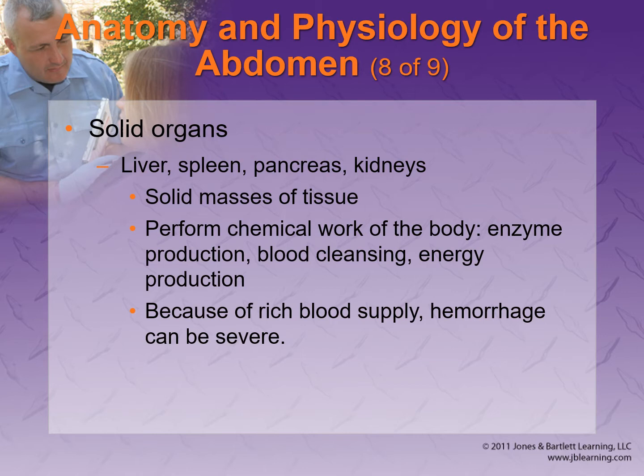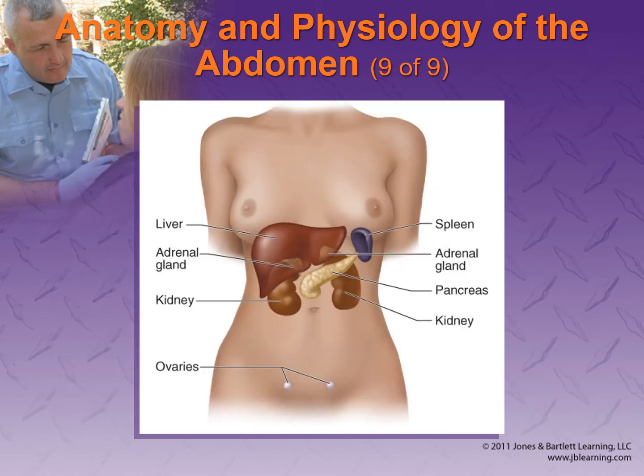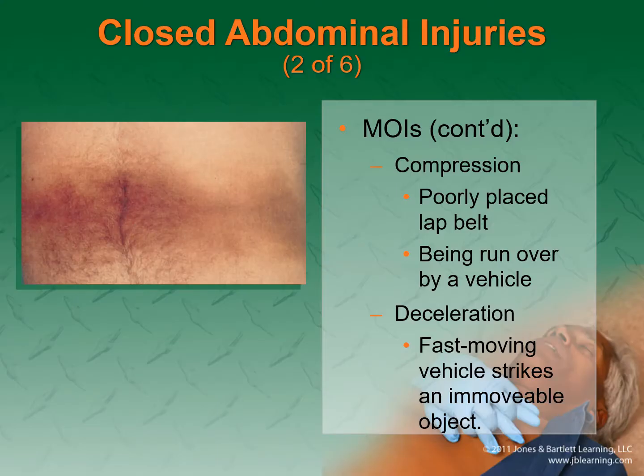All right, solid organs: liver, spleen, pancreas, kidneys. They do a lot of stuff, and that means that they have a very rich blood supply. So if you have a hemorrhage to any of these, you can absolutely bleed out internally. It's not a very good system. So there you go. There's a picture of our solid organs.